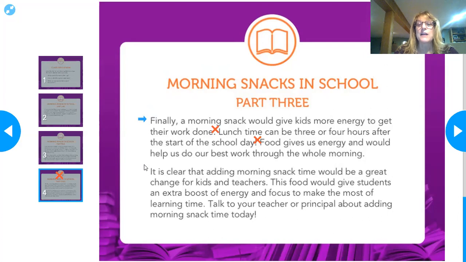It's clear that adding morning snack time would be a great change for kids and teachers. Now, if we think about that, that sounds very similar to what they started at the very beginning. So this is our conclusion sentence that would match back here, that first sentence that we read. This food would give students an extra boost of energy. And again, it's giving explanation to that detail.